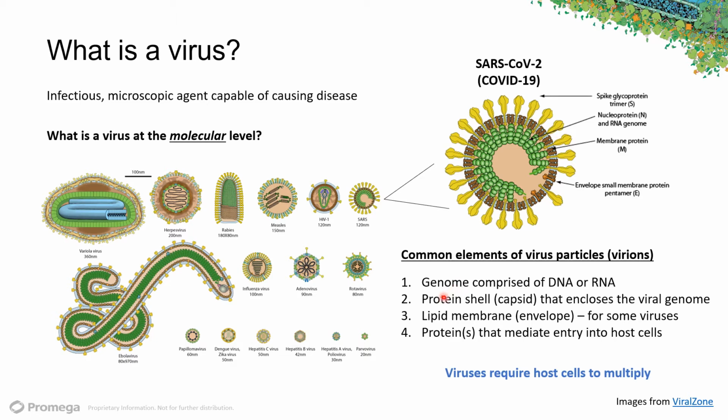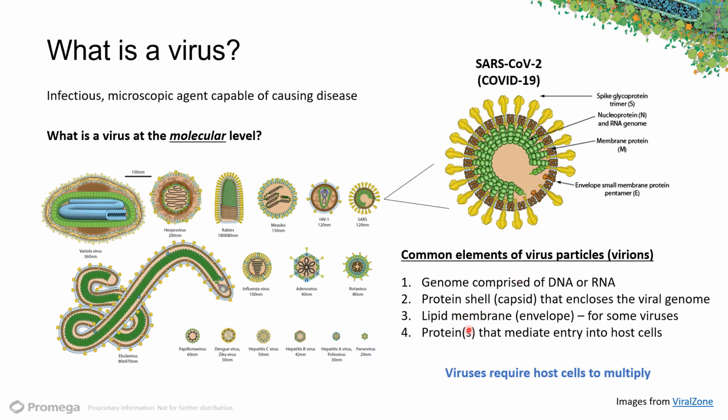So all viruses will have a genome that's comprised of either DNA or RNA. This viral genome is enclosed or encapsulated in a protein shell known as the capsid. So in the case of SARS coronavirus 2, we have an RNA genome coated with this nucleoprotein or N protein that protects the viral genome inside the particle.